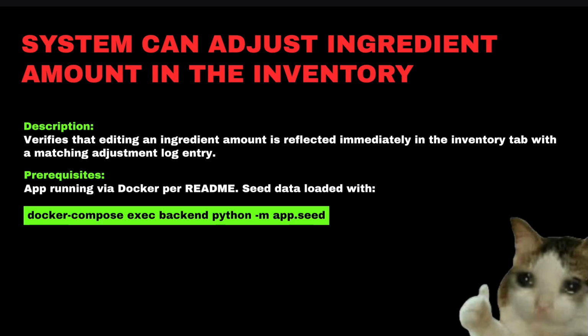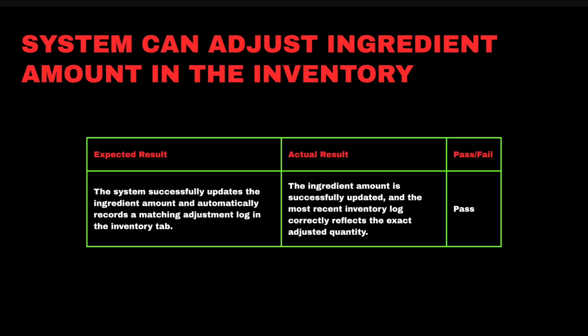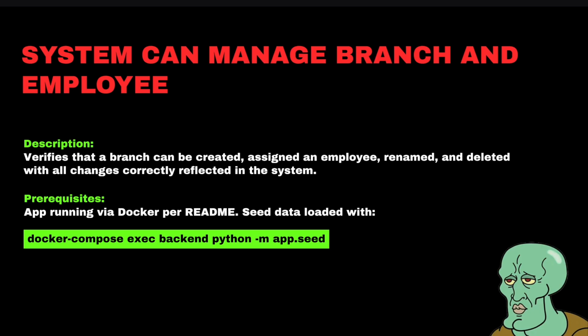Next is a test case where the system can adjust an ingredient amount in the inventory. It will verify that editing an ingredient amount is reflected immediately in the inventory tab with a matching adjustment for the log entry. And the result is that the ingredient amount is successfully updated and the most recent inventory log correctly reflects the exact adjusted quantity.